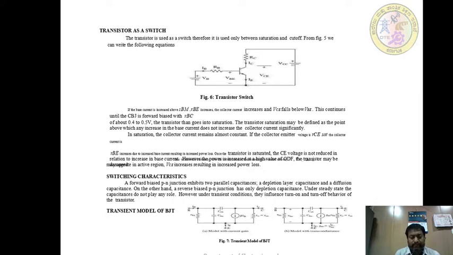Switching characteristics. If we look at the hybrid equivalent model of the BJT with respect to current gain and transconductance, the forward biased PN junction exhibits two parallel capacitances, a depletion capacitance and a diffusion capacitance. On the other hand, a reverse biased PN junction has only depletion capacitance. Under steady state, the capacitances do not play any role. However, under transient conditions, they influence the turn on and turn off behaviors of the transistor.